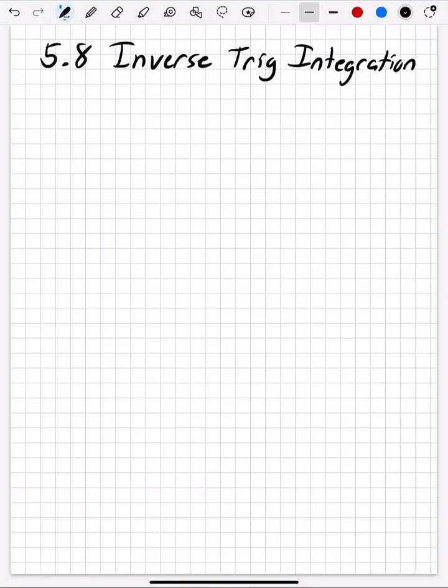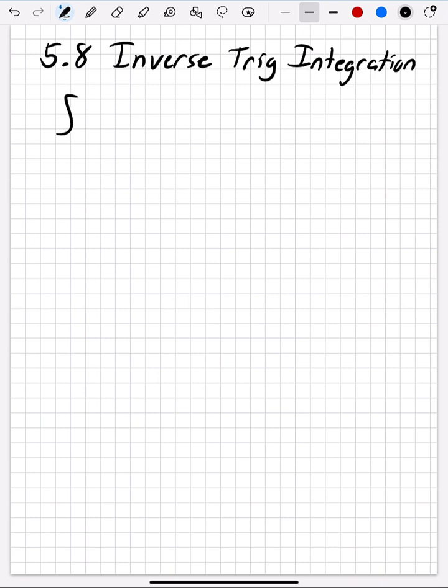So for section 5.8, we're going to talk about integrals involving inverse trig. I'm kind of skipping over the derivative portion just because once you know what the integrals are and how to integrate it, then you would be able to take the derivative with no issue. And the three that we're going to focus on, that the textbook focuses on, are these three.